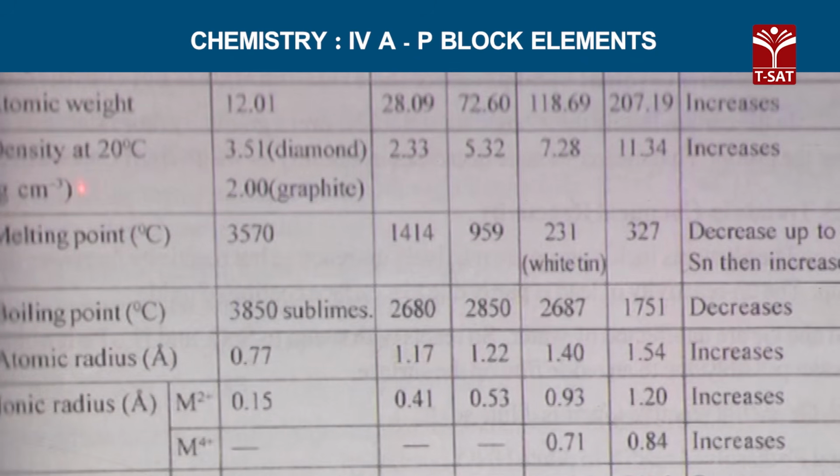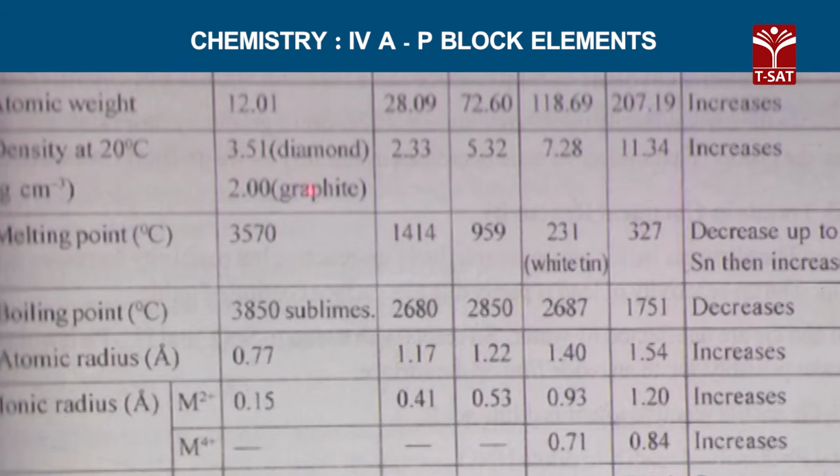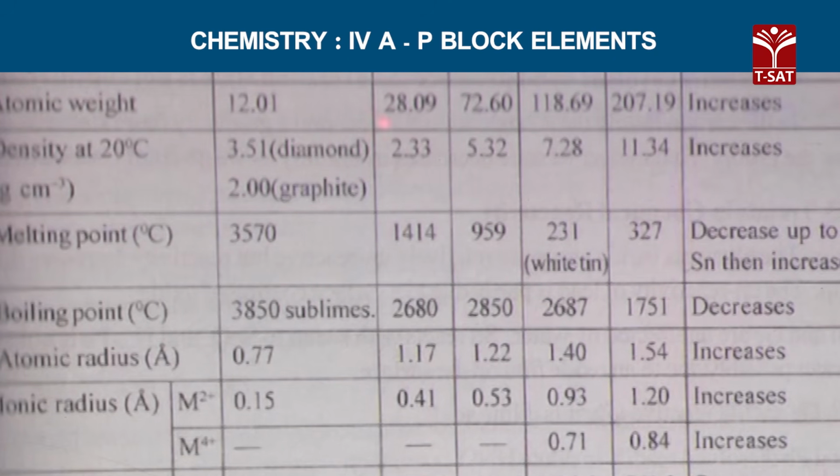The density depends on the allotropic form also. In the form of diamond, carbon has a density of 3.51, whereas in the form of graphite the density is 2. For silicon it is 2.33, germanium 5.32, tin 7.28, lead 11.34. So, overall density values are continuously increasing down the group if we consider graphite as the allotropic form of carbon.